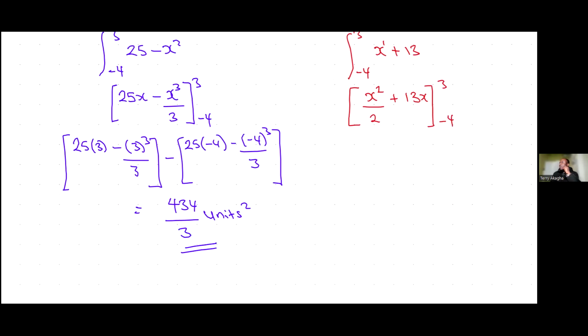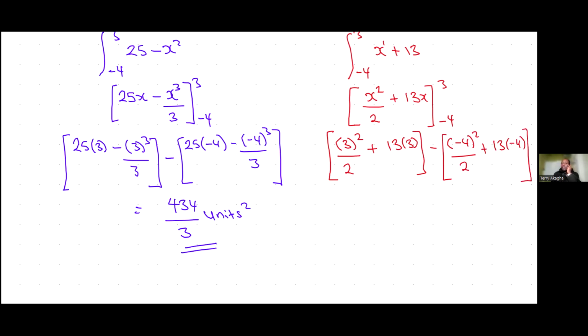So similarly, you do the same thing. You substitute 3, minus when you substitute minus 4. So it's going to give us 3 squared divided by 2 plus 13 times 3, minus 4 squared divided by 2 plus 13 times minus 4. Are you seeing it? And when you press your calculator for this, it's going to give us 175 over 2 units squared.